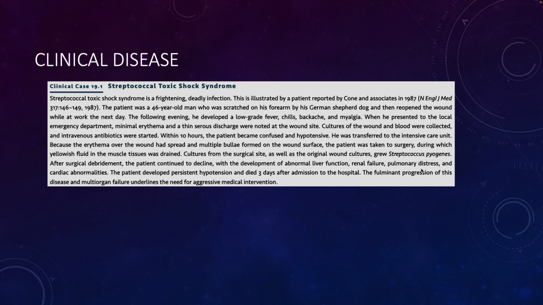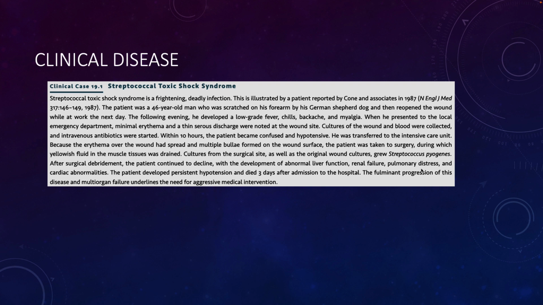If you remember from Staphylococcus, it can cause that bullous impetigo, where basically parts of the skin start to lift off and have fluid underneath it. They had that in this patient as well. The patient was taken to surgery. There was yellowish fluid, so basically pus and discharge and tissue death in the muscles. Cultures from the surgical site, as well as the original wound, grew Streptococcus pyogenes. The wound was debrided, so dead tissue and infection were all removed.